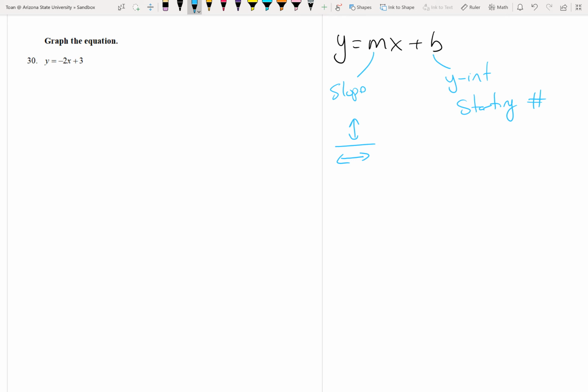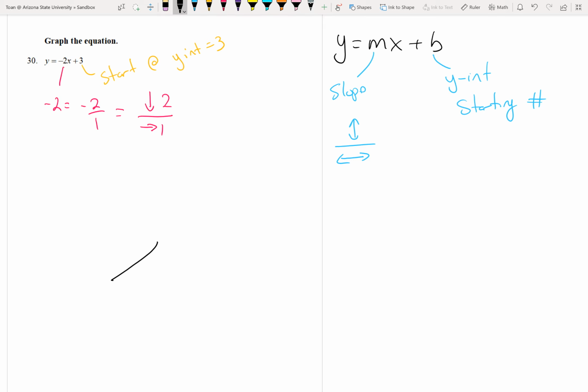So in this example, I hope we can see that their y-intercept is 3. So we're going to start at the y-intercept of 3. Now the slope here is -2. Slope, I usually like to think of as a fraction, which is the same thing as -2 over 1. So that tells me to go down 2 because it's negative, and right 1 because it's positive. So now I have everything I need to graph this guy.